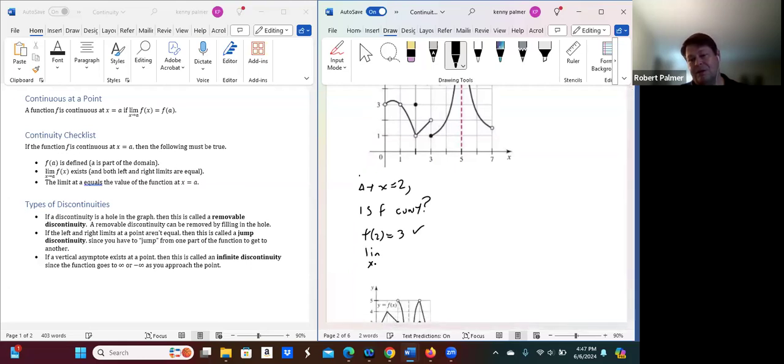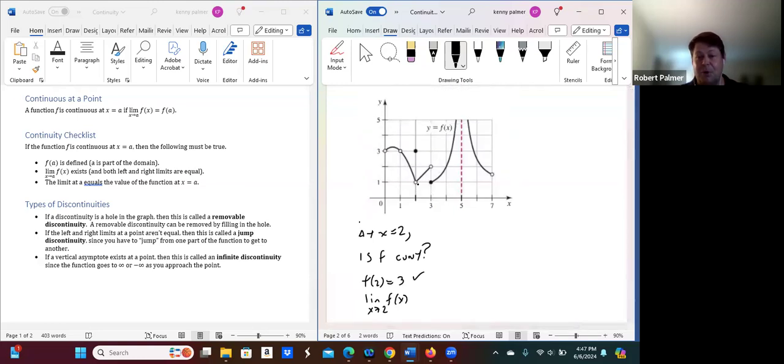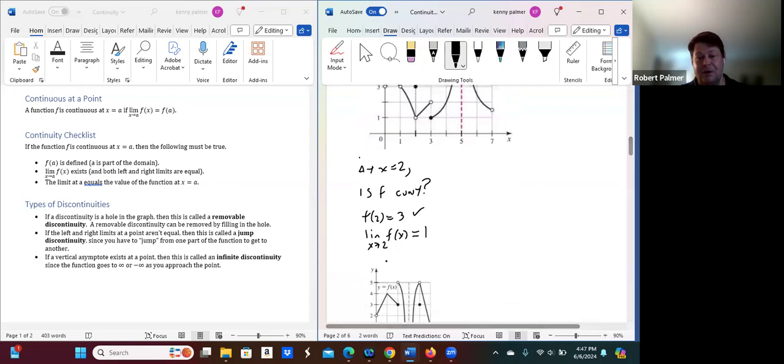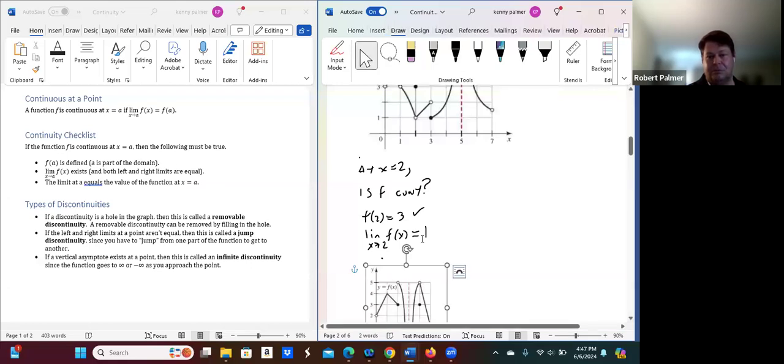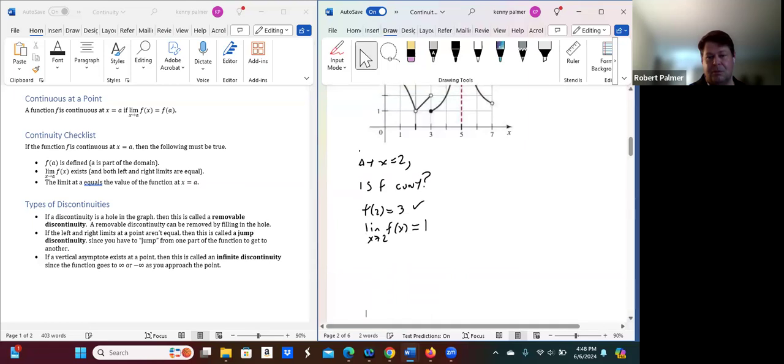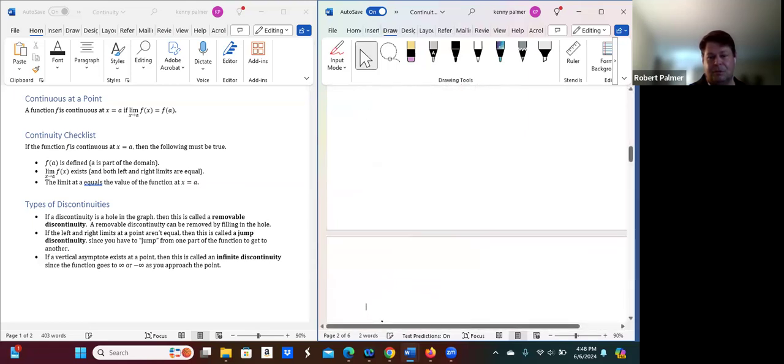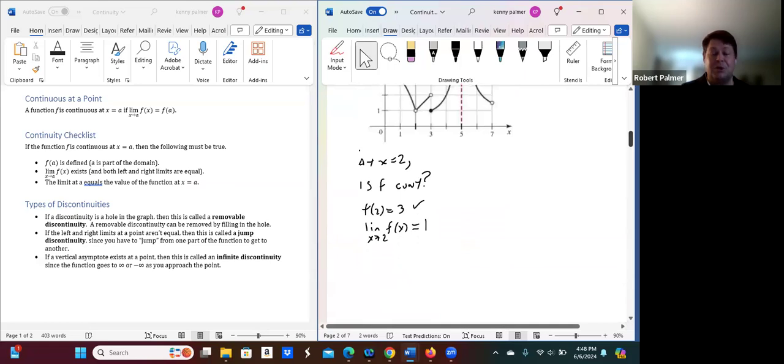The limit as x goes to 2 of f of x. Think about the left and right limits here. We clearly see they're both going to 1. That limit equals 1, if they're both going to 1. So clearly that's also a check. Okay, so that checks.